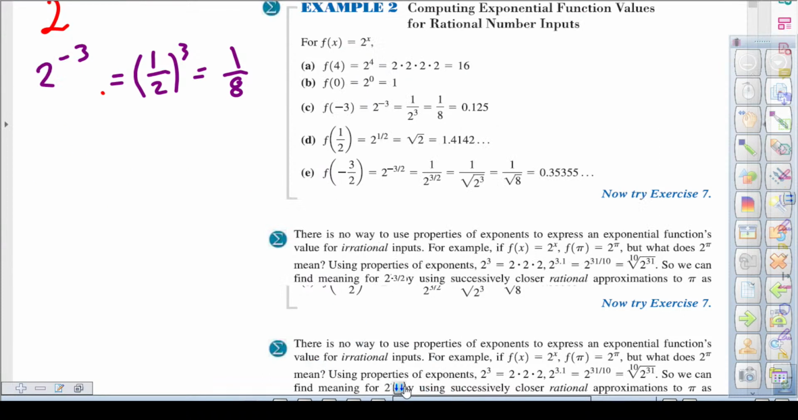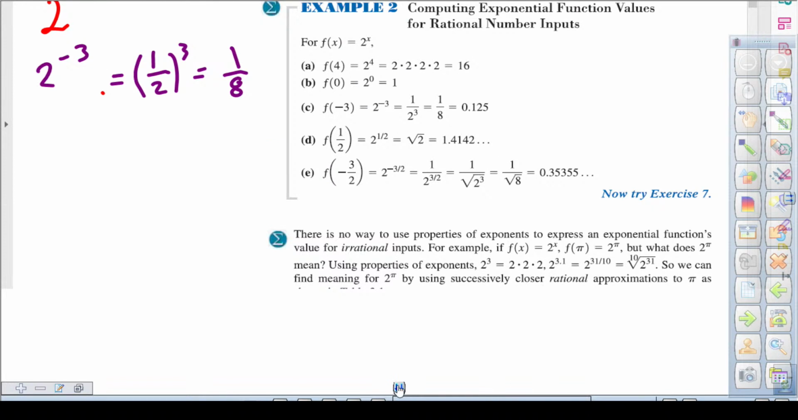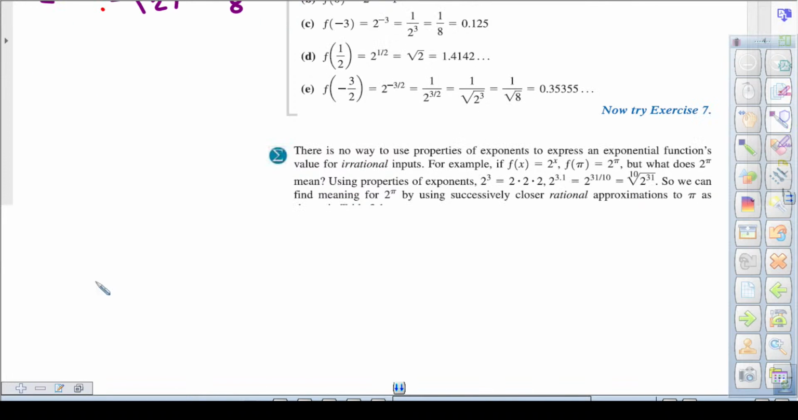I'm going to start with a very simple one here, not like the one in the textbook. Let's say I have 4 raised to 1/2. 4 raised to 1/2 could be rewritten as the square root of 4. And remember, the bottom of this fraction is the actual index of the root. So this is 1/2, this is the second root.